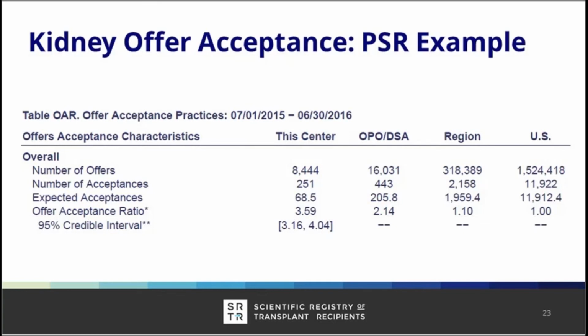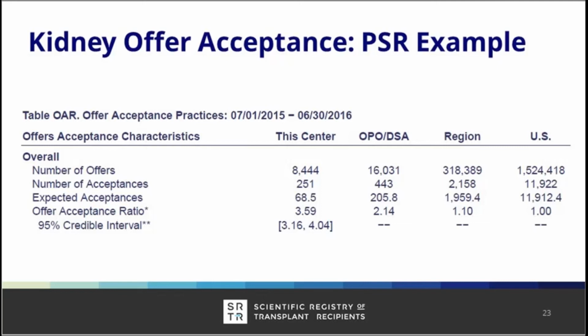This center received 8,444 offers for kidneys during that one-year period. They accepted 251 of those offers. The expected acceptance was 68.5. So right away you can see that this program appears to be a high acceptor. They have accepted 251 when our modeling would suggest they would have only accepted 68 of those kidneys. And then we have this offer acceptance ratio with the next line down, in this case 3.59.